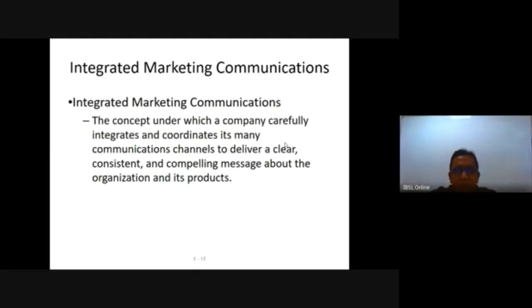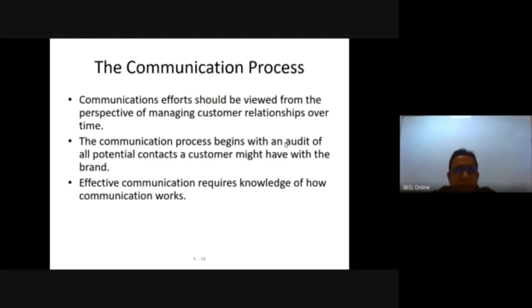The concept under which a company carefully integrates and coordinates its many communications channels to deliver a clear, consistent, and compelling message about the organization and its products. So ultimately, this is how you define IMC, integrated marketing communication: the concept under which a company carefully integrates and coordinates its many communications channels to deliver a clear, consistent, compelling message about the organization and its products and services.